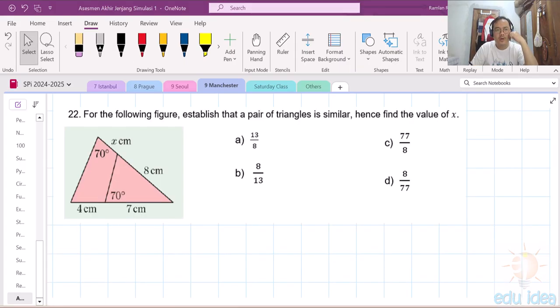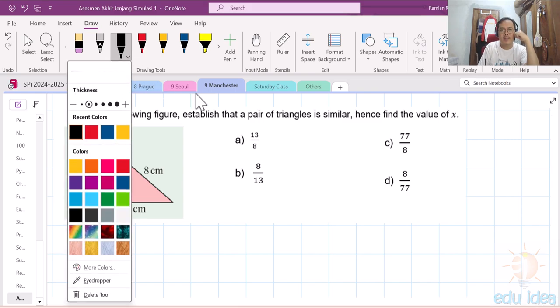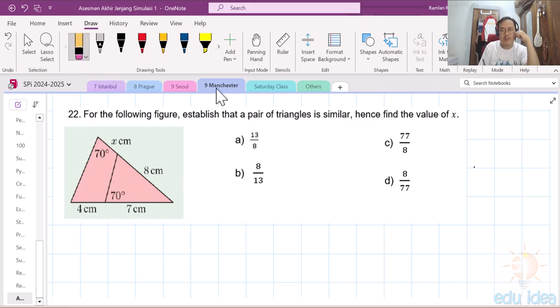Number 22: for the following figure, establish that a pair of triangles is similar. Find the value of x. Now, when we talk about similarity, the best idea, I think, when I want to find a certain side length, for example, is to draw the two figures separately and then try to make them face the same way, right? So in here we have two triangles, right? We see that we have two triangles here actually.